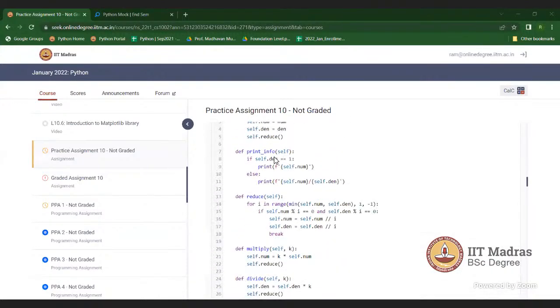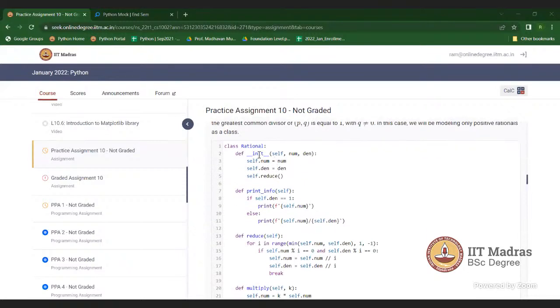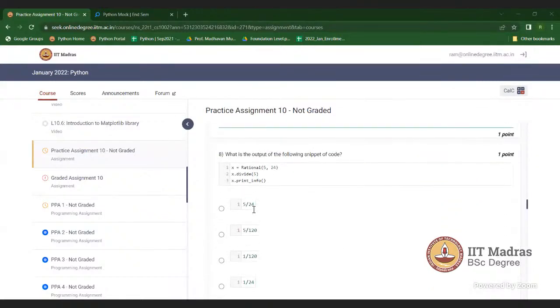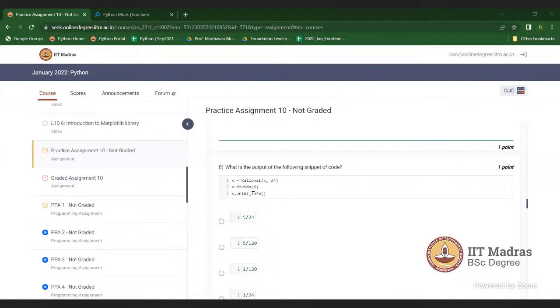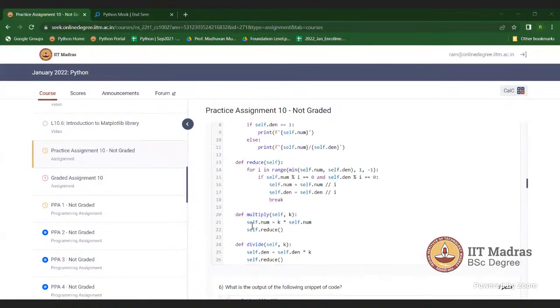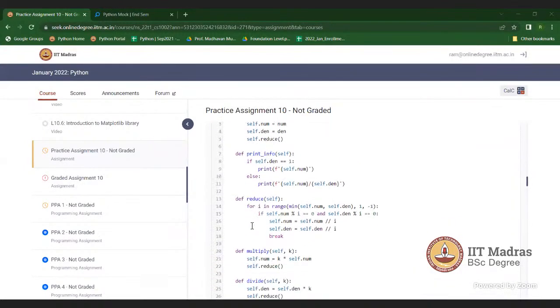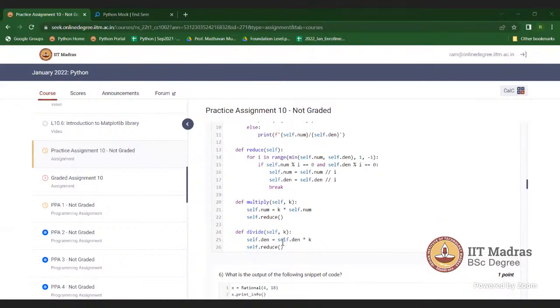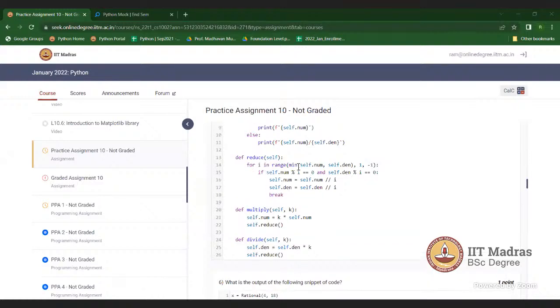You should get a Rational of 4, the extra rational of numerator and denominator. Okay, the first one is numerator, second one is denominator, right? So we have 5 as numerator and 24 as denominator, multiplied by 5. So self.denominator equals self.denominator star j. Then self.reduce. On this, reduce gives for i in range of minimum of self.num, self.denominator, comma 1, comma minus 1. Okay.